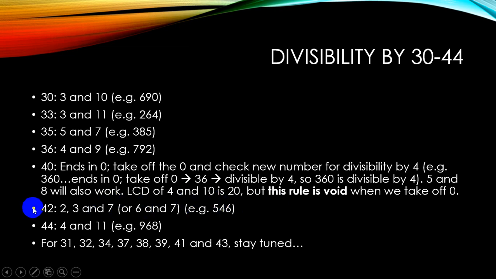So 546 is divisible by 42. For 44, 4 and 11. So 968 seems like a stretch, but well, 68 is divisible by 4. Look at the last two digits. Check: is it a multiple of 11? Well, simply break 968 into 96 and 8, subtract the 8 from 96, and you get 88, which is a multiple of 11. 8 times 11.